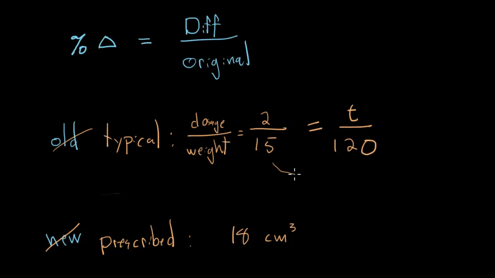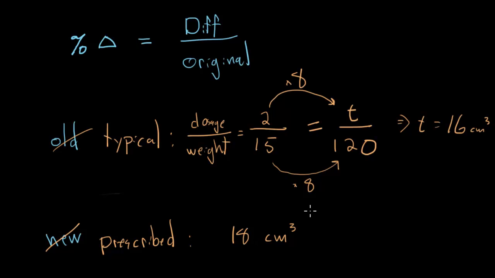So let's see, to get from 15 to 120. I multiply 15 by 4, and I get 60. So if I multiply 15 by 8, I'm going to get 120. So there's my multiplier. 15 times 8 is 120. So we multiply our top by 8. 2 times 8 equals 16. And I guess what are my units here? It was all in cubic centimeters. But we've got our two quantities. The typical amount is 16.